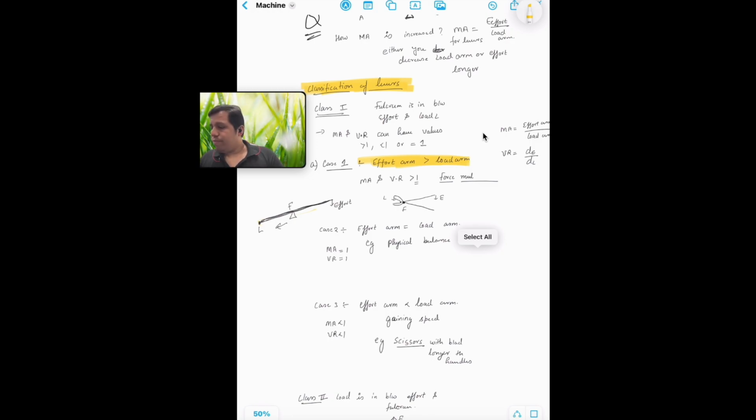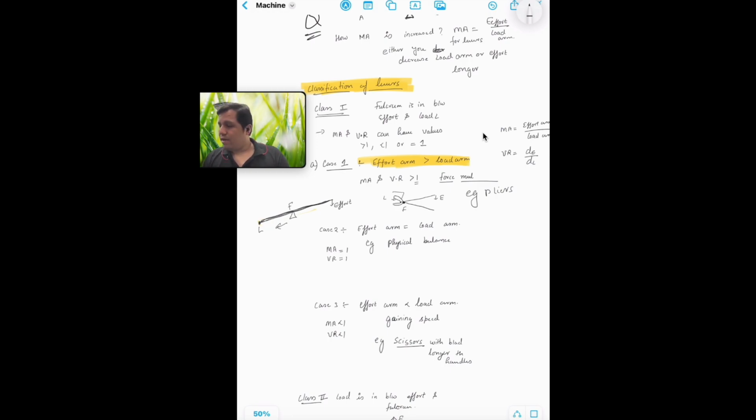So the example of this is very common. You would have known pliers. Pliers are used to cut very thick metal sheets or wires. The electrical wires that you see near your houses are very thick wires. You can't cut them with simple scissors. You would need pliers. So in pliers, you have a small load arm like this.